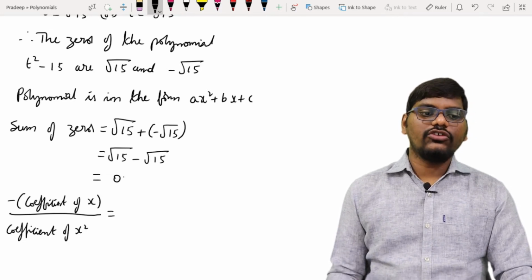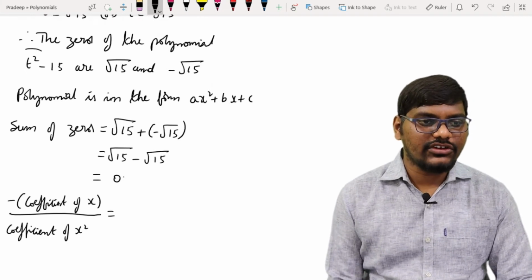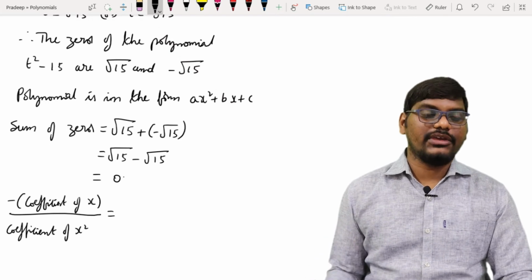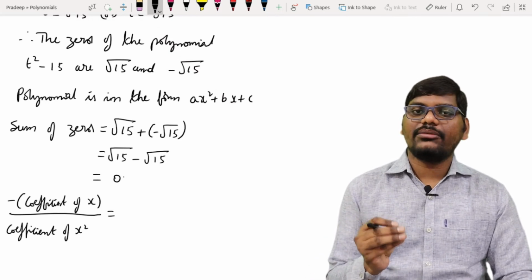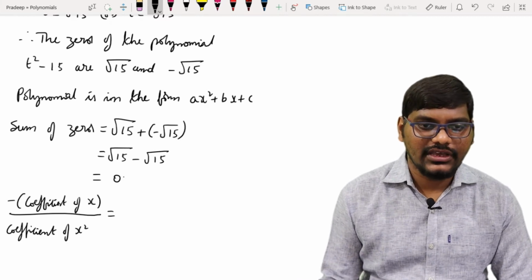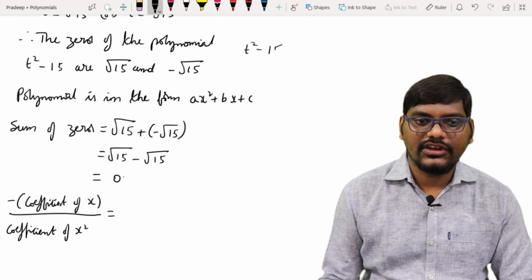So that is equal to the coefficient of x. How much is it here? The equation is t square minus 15. There is no coefficient of x here because t square is there but t is not there in the equation, so the coefficient is 0. I'll just write over here, t square minus 15 is the equation.